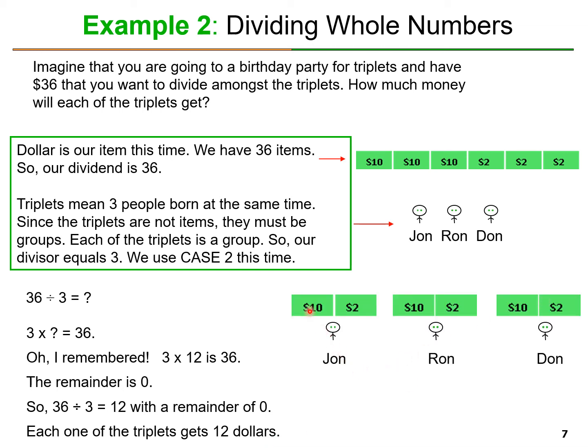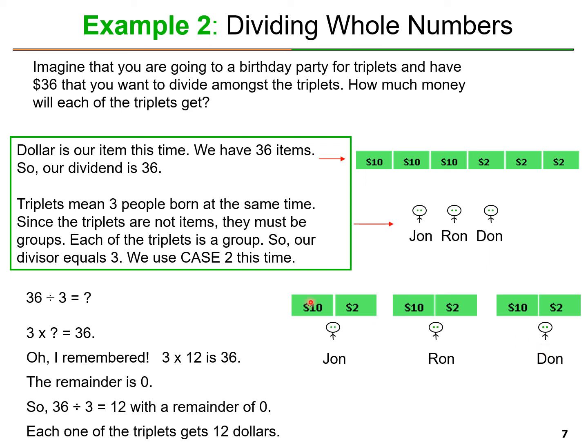John gets a $10 bill and a $2 bill. $10 plus $2 is $12. And group 2, which is Ron, he's going to get $12. And in the last group, Dunn, he's going to also get $12. So we can see here that 36 items can be divided.